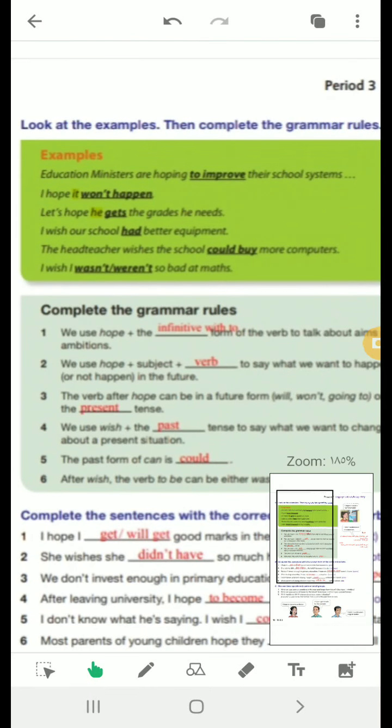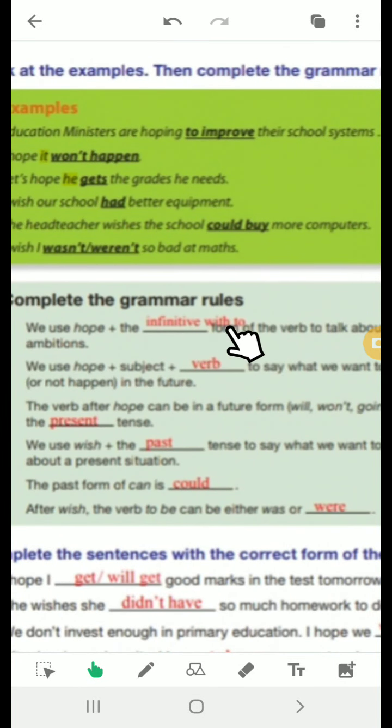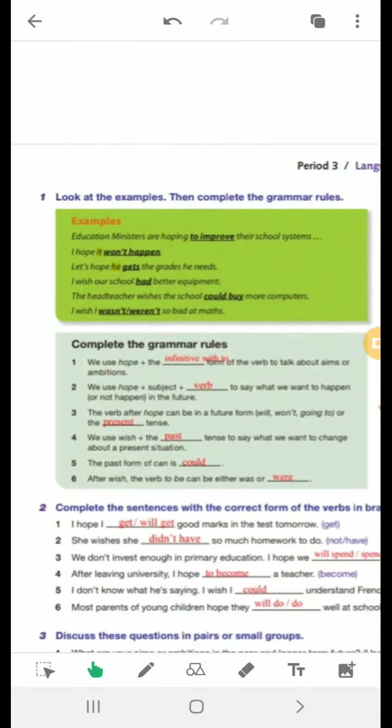We use hope plus what? The infinitive, with to plus infinitive form of the verb, to talk about aims or ambitions. So again, why we use hope here? To talk about aims, أهداف, and ambitions, طموحات. شو بنأمل، شو بنتمنى يصير. Number 2, we use hope plus subject plus verb to say what we want to happen or not happen in the future.